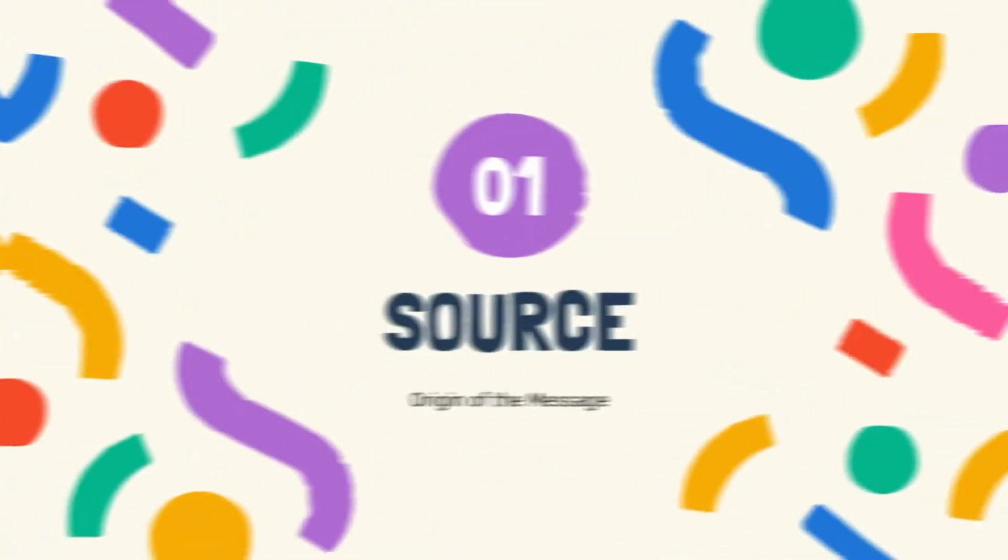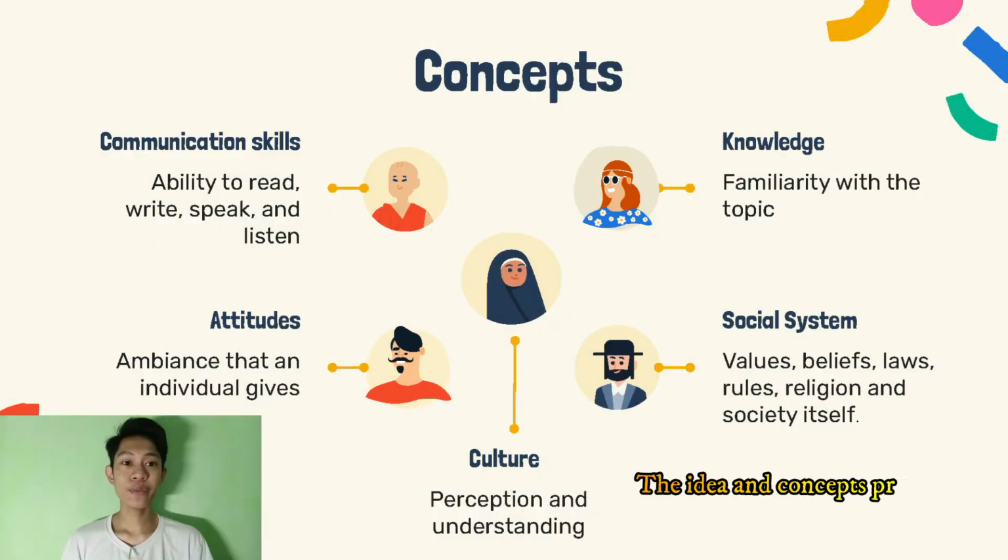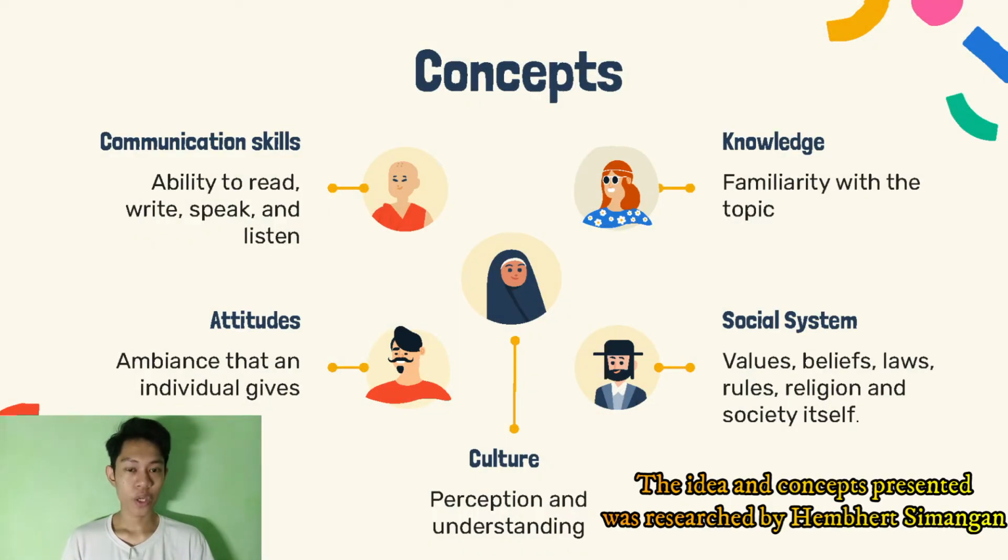Let's start off with source. The source is the sender or the origin of the message, and according to Berlo's model of communication, the sender transfers the information through these following factors: communication skills, attitude towards the subject or the audience, knowledge, social system, and its culture. Let's examine further the source through this outgoing phone call skit.